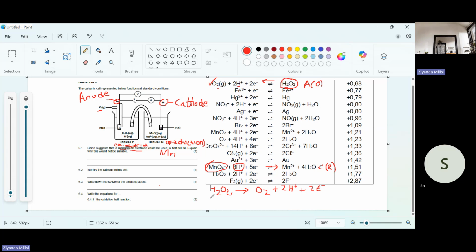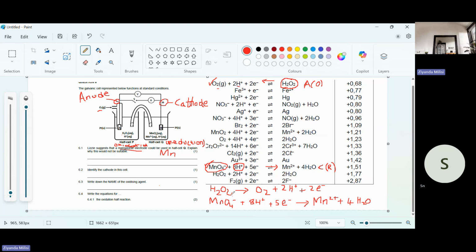Then the second one, it starts from the left. MnO4 minus plus 8H plus plus 5 electrons, and it will give us Mn2 plus plus 4H2O. Okay.